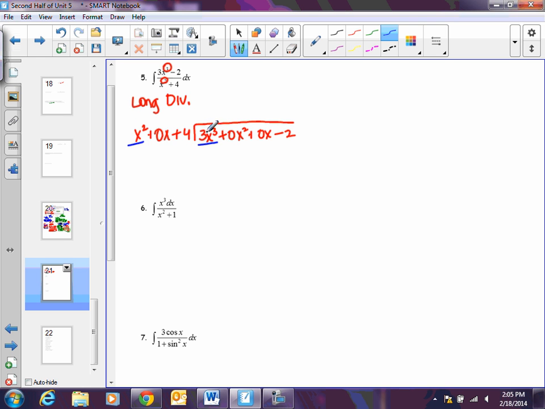How many times? 3x. 3x times x squared is 3x cubed. 3x times 0x is 0x squared. 3x times 4 is 12x. Divide, multiply, now we subtract. Okay, we know the first term is going to cancel. If the second term cancels, that's going to cut down. And you bring down the minus 2, and I can't go any further, so this is my remainder.